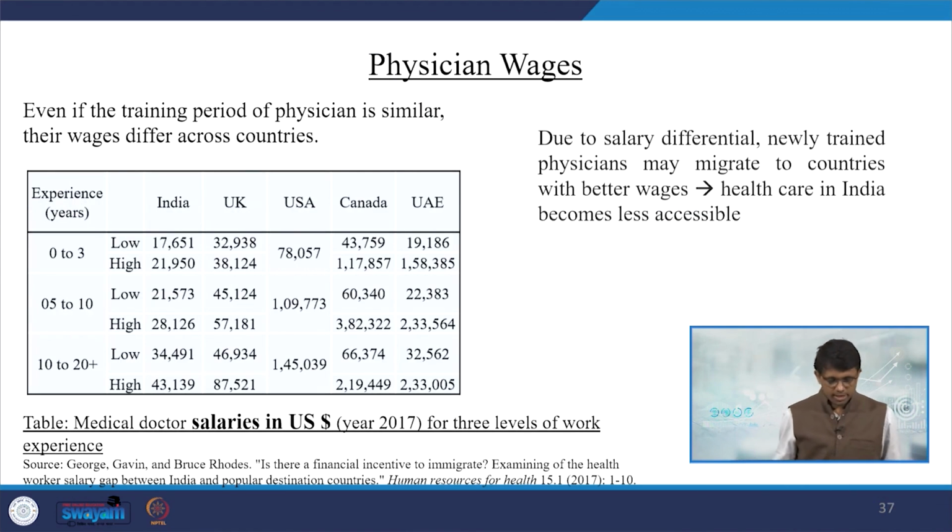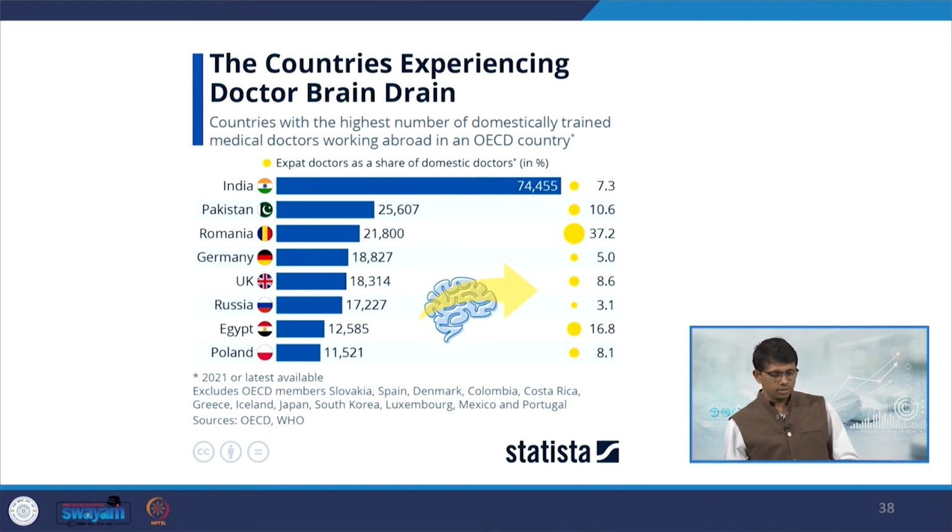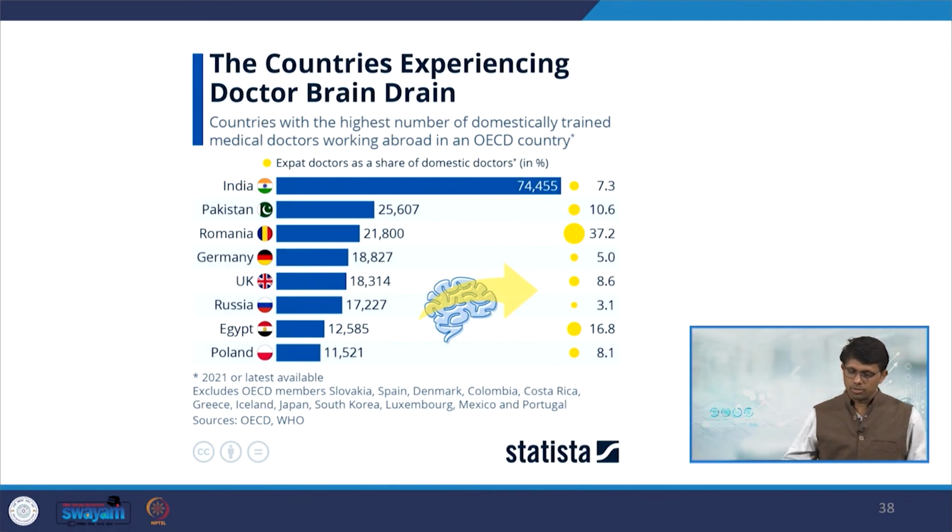Similarly, physician wages, even if the training period of physicians is similar, differ across countries, and supply induced demand is different due to salary differential. Newly trained physicians may migrate to countries with better wages. Healthcare in India becomes less accessible due to a number of cases of brain drain. Okay, so this is the country experiencing doctor brain drain.